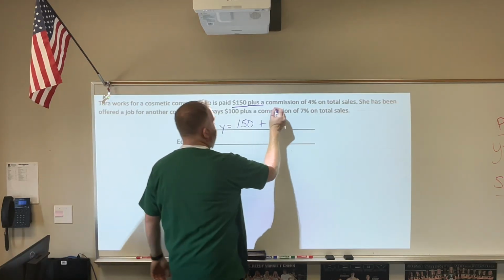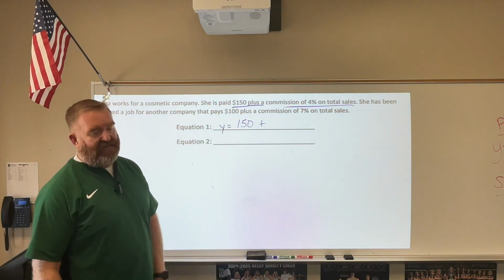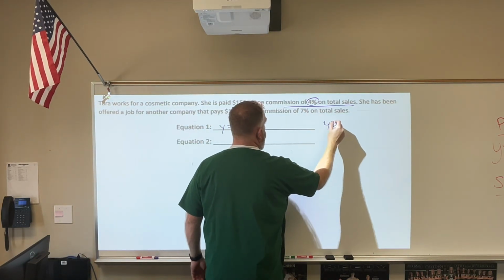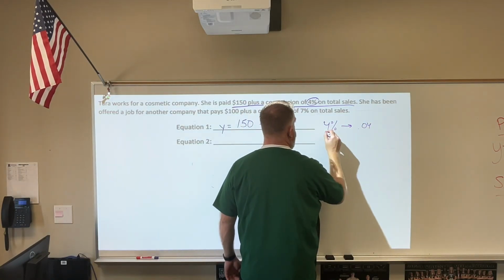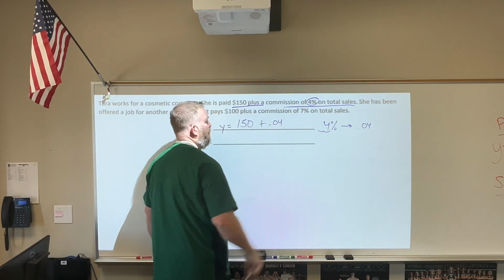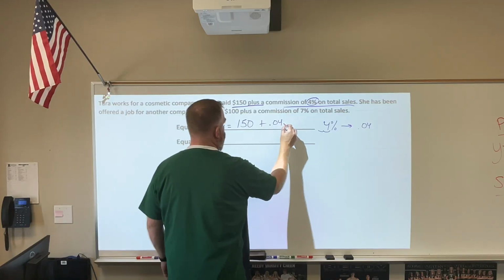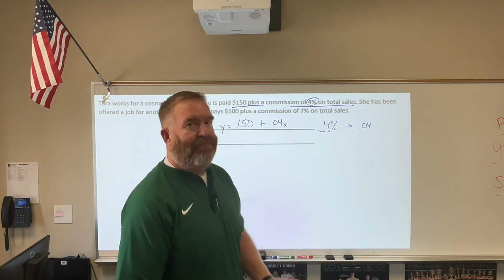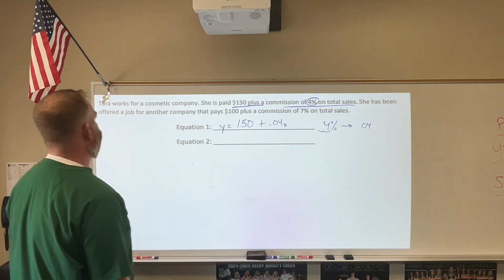And then it says commission of 4% on sales. So 4% as a decimal, if I convert that, is 0.04, because I moved the decimal twice to the left. So 0.04. I could use X, I could use Y. Because I used Y, I'm going to use X over here. You can use S if you want, for sales. It doesn't matter. Please understand that. All right, there's the first one.